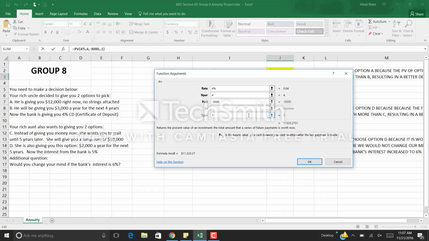Finally, we will put the type value as 1. This is because our main objective is to make the most money possible. By putting the type value as 1, we are essentially putting the money into the bank for investment at the beginning of each year. This way, we are able to invest the money for a longer period of time and therefore come up with a larger present value. If our type value were to be 0, we would be investing the money at the end of the year and thus would be investing for a shorter amount of time and come up with a smaller present value.